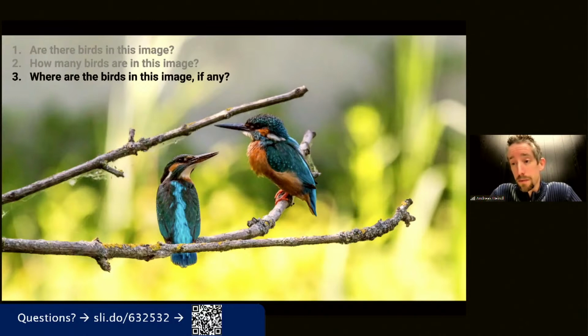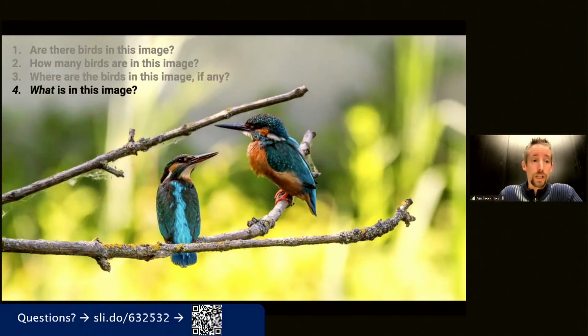The next level is where are the birds in the image? So previously we knew that there are birds in the image. We know that there are 2 birds in the image, but we didn't know where they are. So with localization models, you will be able to say, hey, there are 2 birds in the image and they are at that specific location in the image.